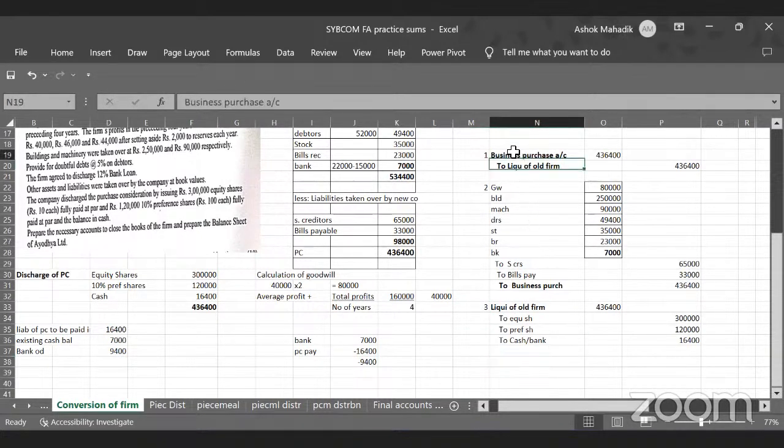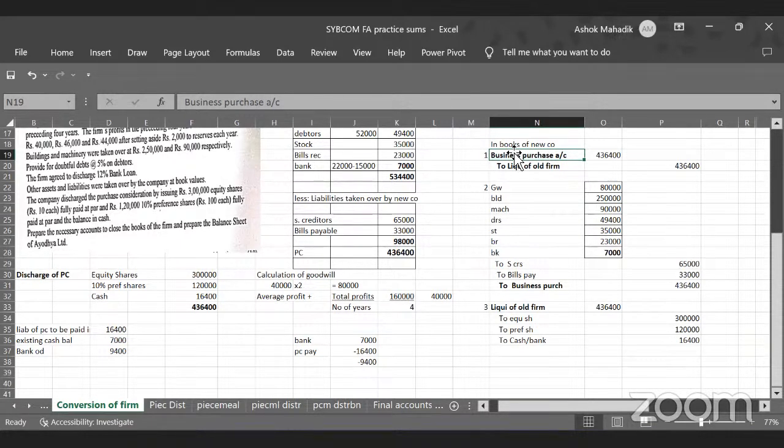The first entry is for buying the business. These entries are in the books of the new company. What does the new company say? I have bought a business. So we say business purchase account debit, to the giver of that business, the liquidator, who is appointed by the court. So the business is bought from that liquidator, and the value of the business is the PC amount. So first entry: business purchase account debit to liquidator of old firm.